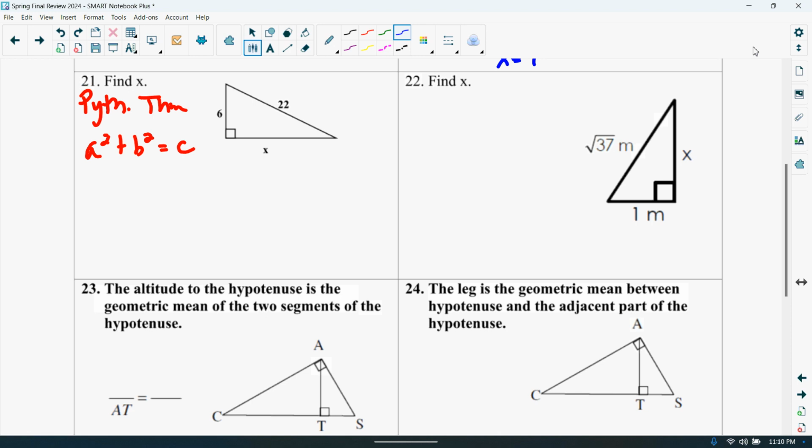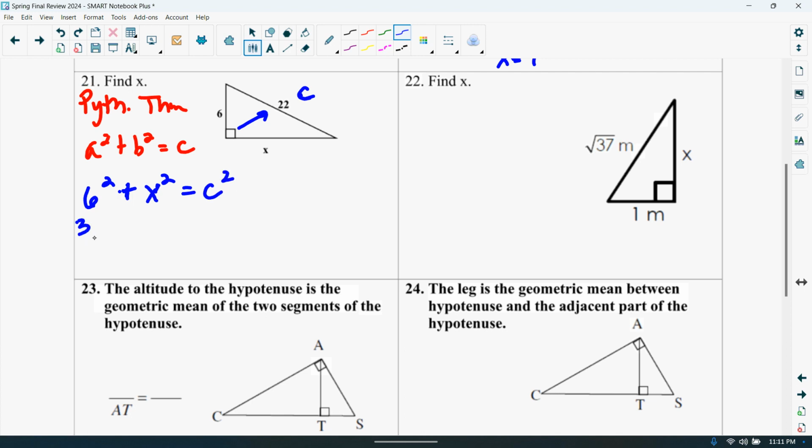So, Pythagorean theorem. If ever you've been given two sides of the triangle, remember C is always your hypotenuse, and your C is always opposite the right angle. So this would just be 6 squared plus x squared equals C squared.